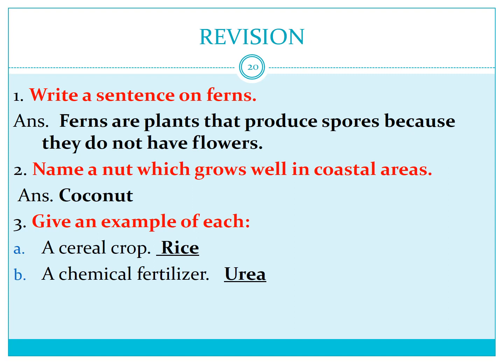Name a nut which grows well in coastal areas. Answer: coconut. Give an example of each. A cereal crop, rice. A chemical fertilizer, urea.